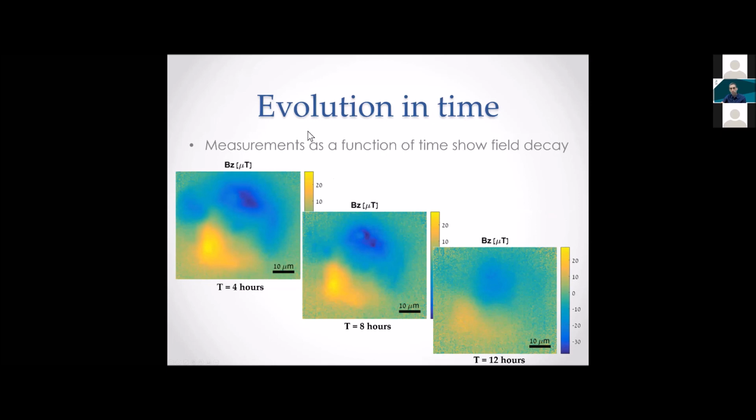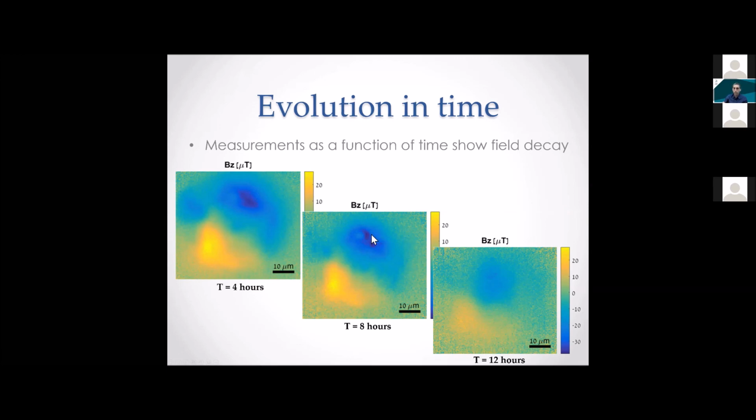In addition to that, we can perform these measurements as a function of time. And this is an example of the same type of measurements that I've shown previously, performed at 4-hour intervals. And one can readily see that the signal seems to decay over time, suggesting that there's some time dynamics. There's some change in the magnetization that we're seeing over a scale of hours.